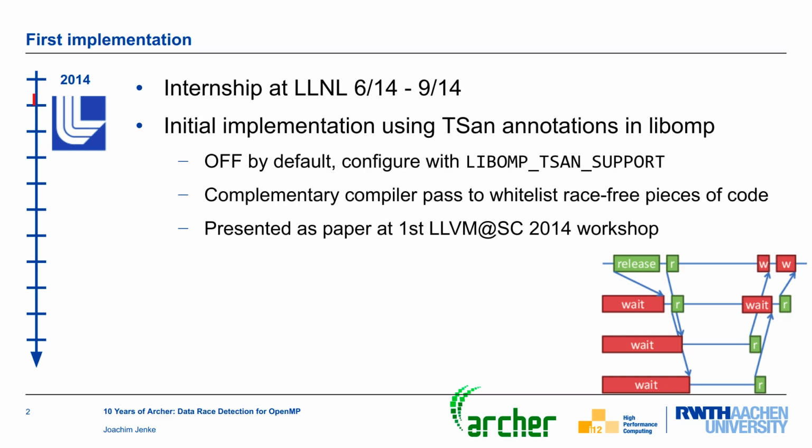In the lower right, you can see a sketch of how a barrier would be instrumented in this implementation. We explicitly instrumented happens-before annotations for all release and wait constructs inside of the OpenMP runtime, rather than describing semantic happens-before as represented by an OpenMP barrier. The code was made available in a separate GitHub repository as part of this paper presentation.